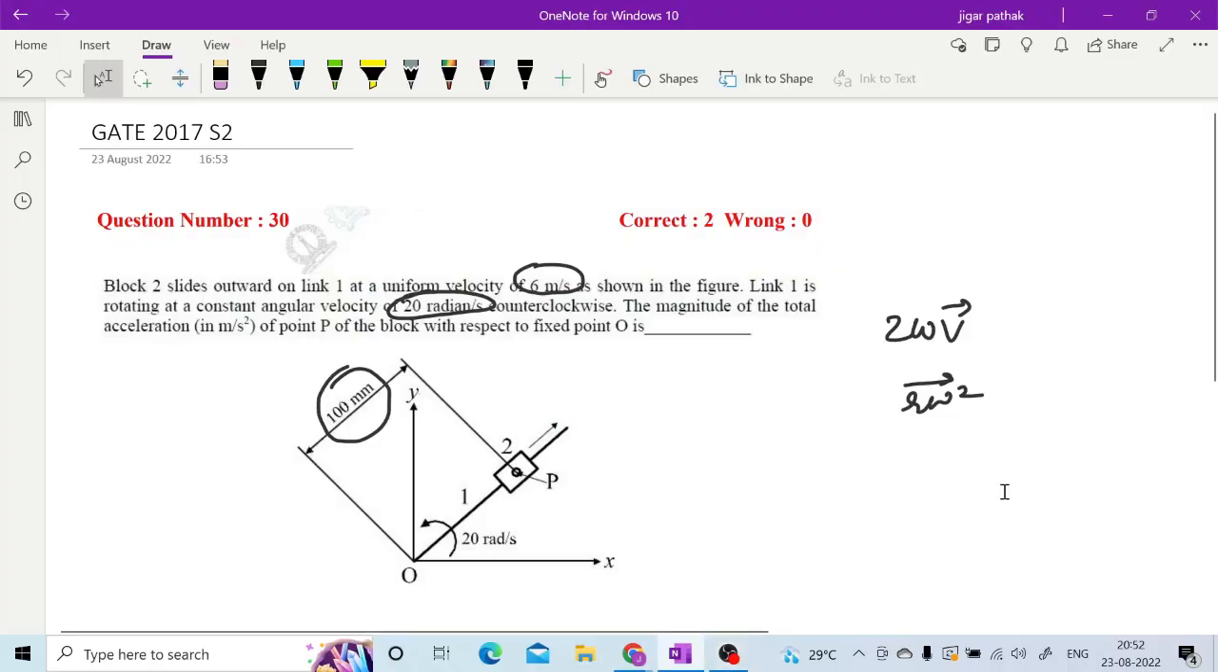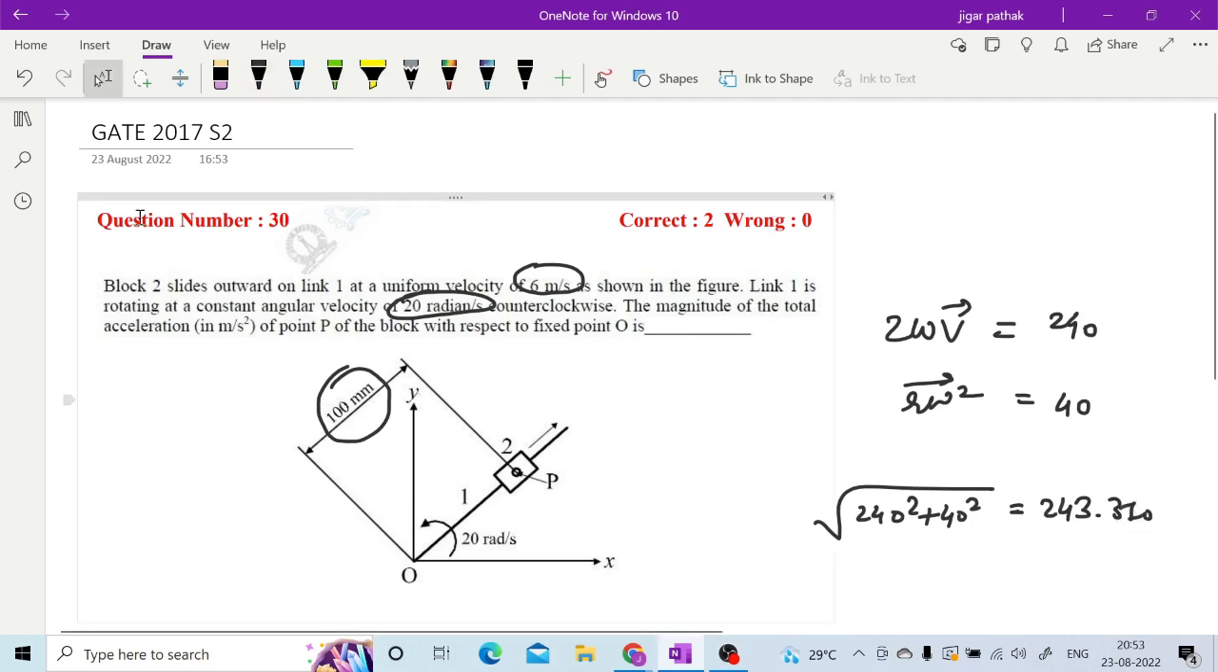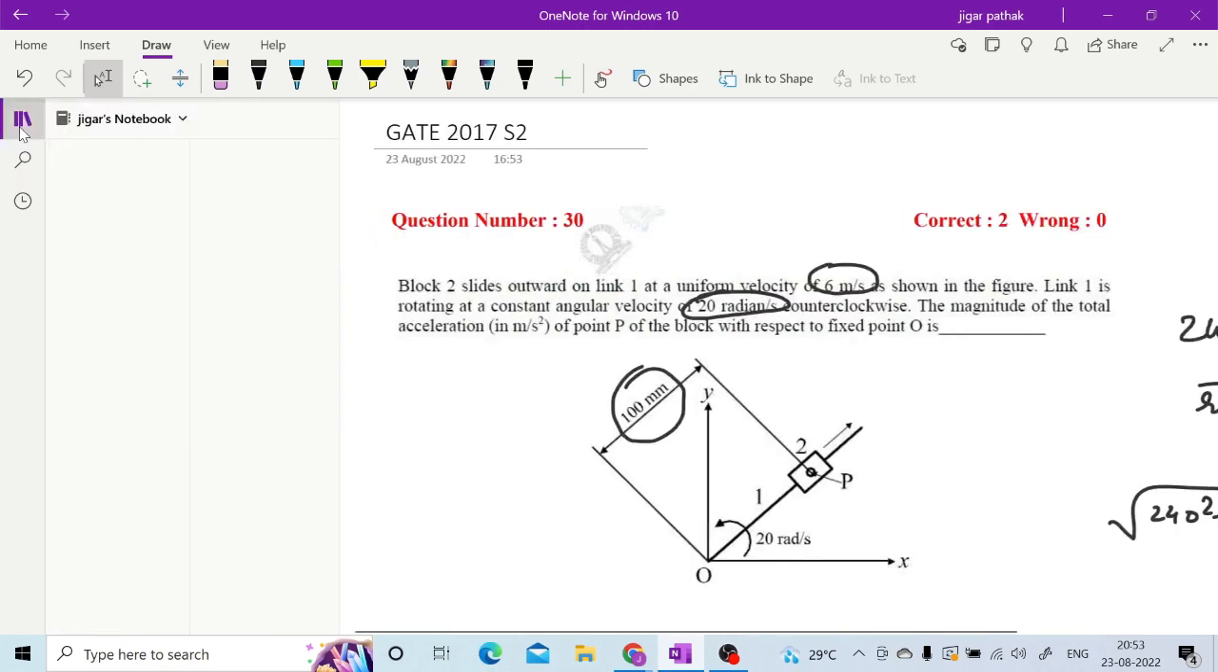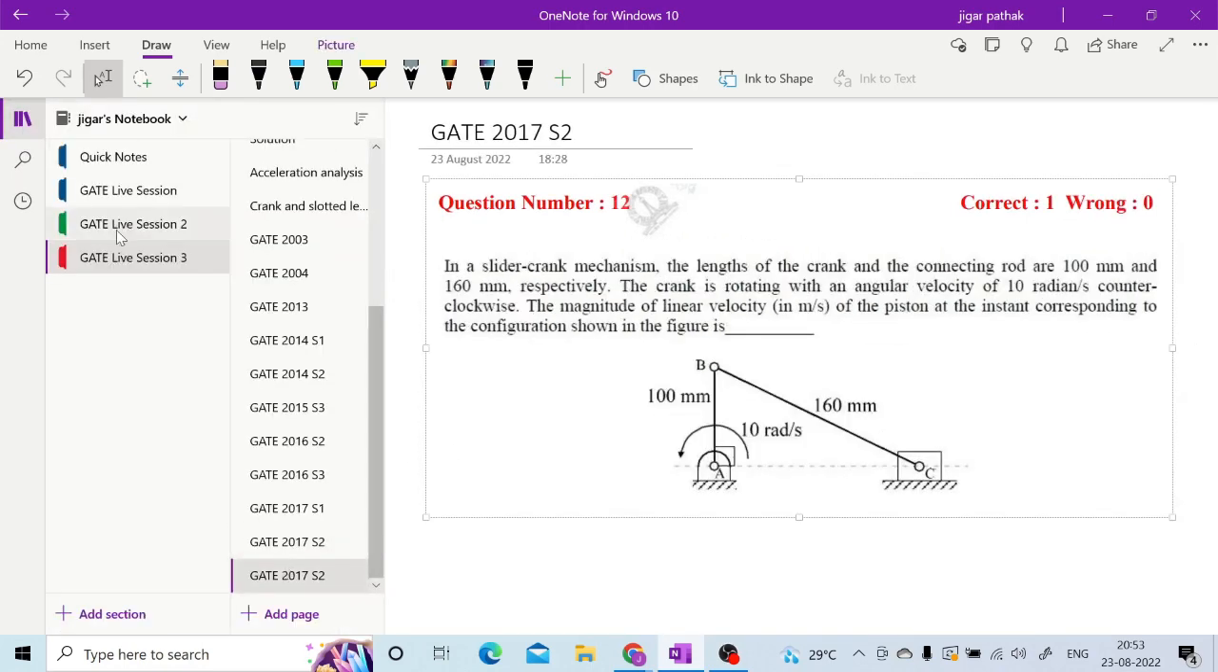So it's coming 243. 243.310, yes, because your 2 omega v will come around 240 and r omega square will come around 40. So when you square and add them up, 240 squared plus 40 squared, like 243.310 or something like that is coming, correct? Yes, sir. Okay, so now let us go to this last question.